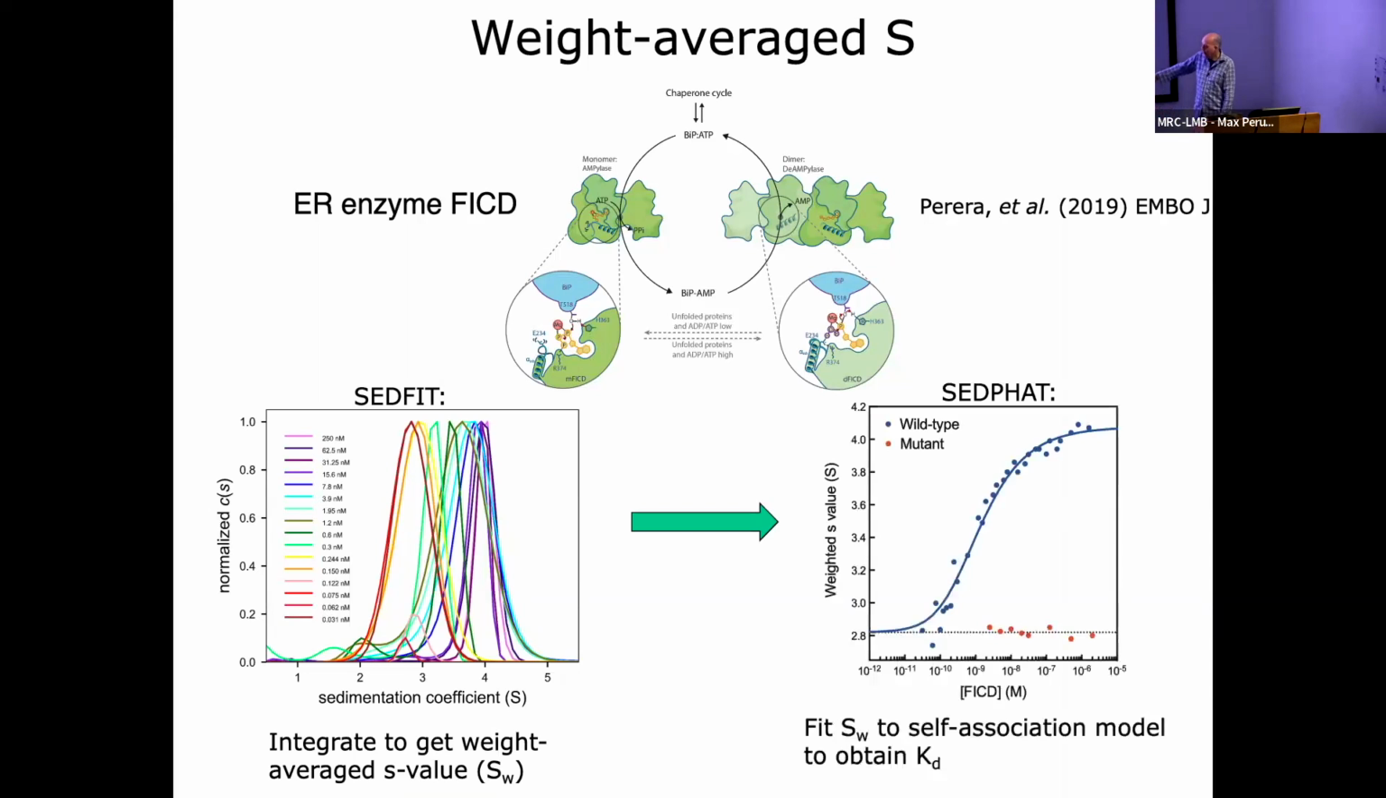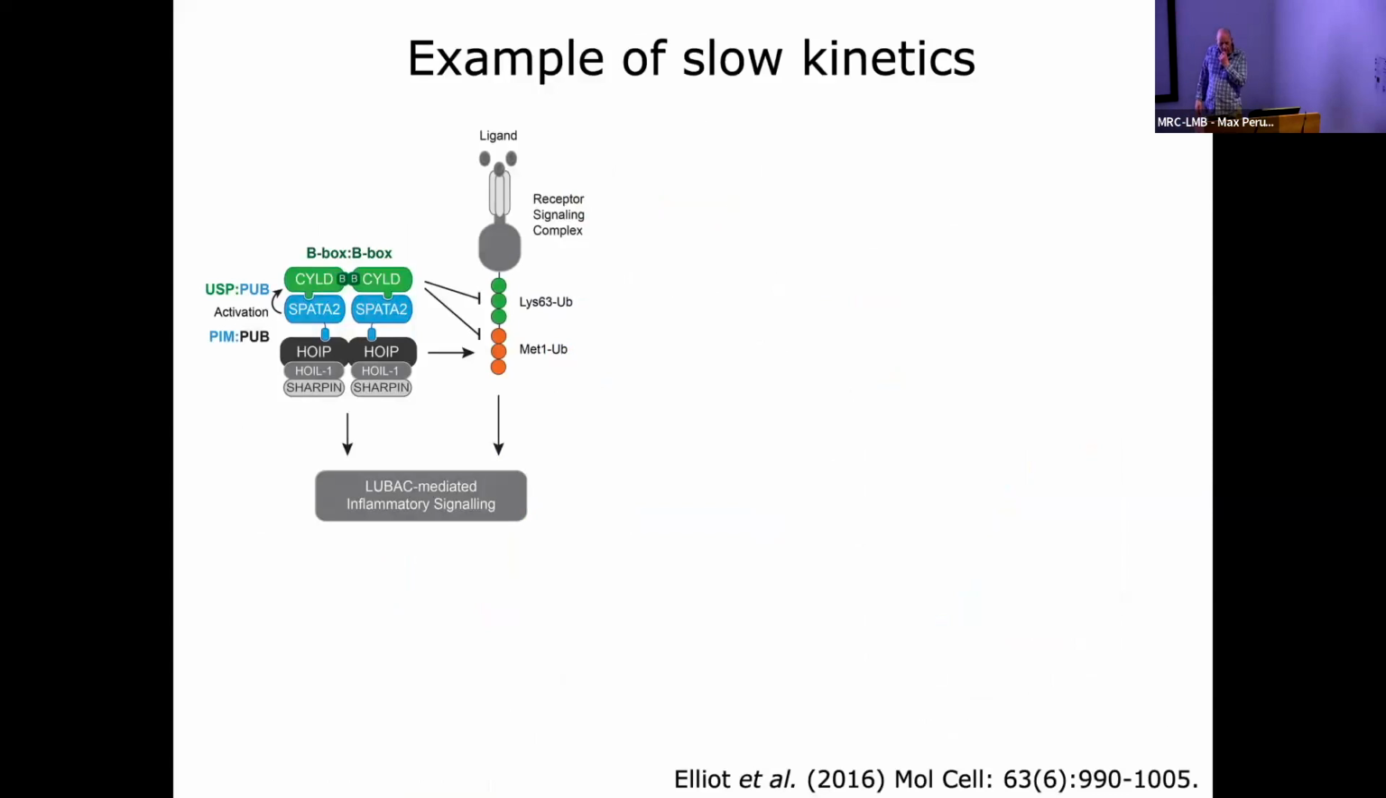And then when we plot that, you can get a nice change against concentration, and you can fit that to get what the KD for the binding is. They also made a mutant, in red, which showed that when you disrupted that dimer interface, the sedimentation didn't change at all.